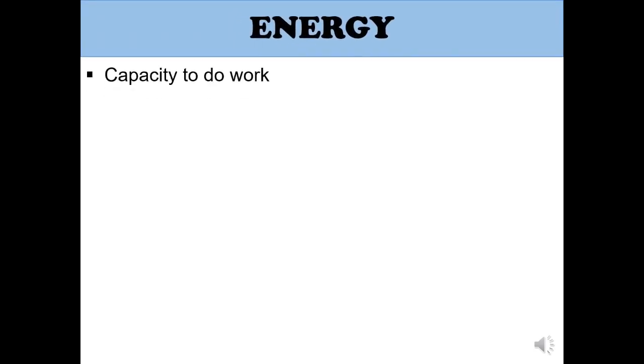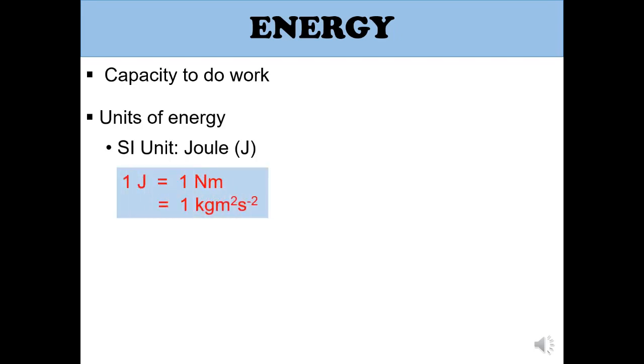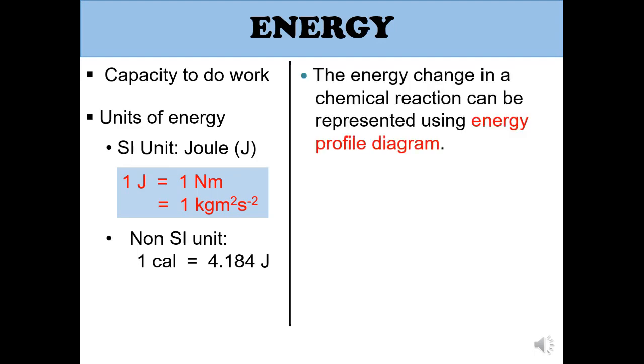Energy. Energy is the capacity to do work. The units of energy: for the SI unit, the unit is joule. 1 joule equals 1 Newton meter or 1 kg meter squared per second squared. For the non-SI unit, 1 calorie equals 4.184 joule.